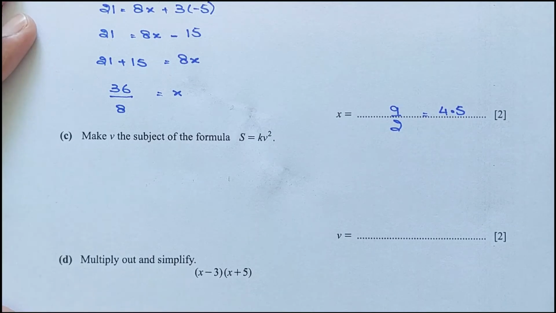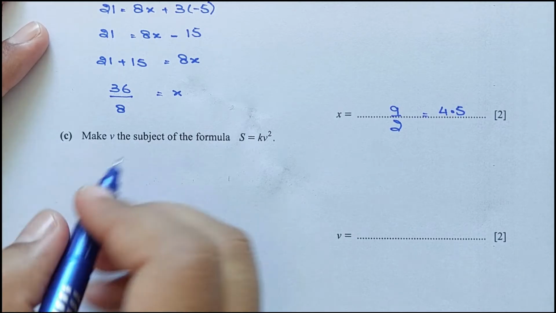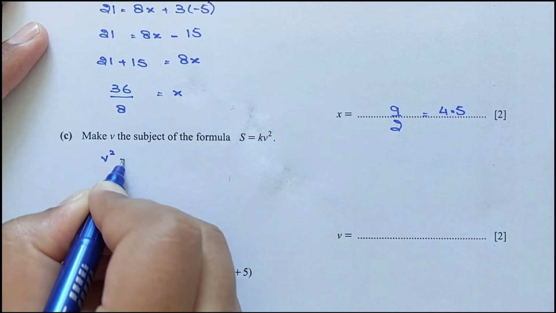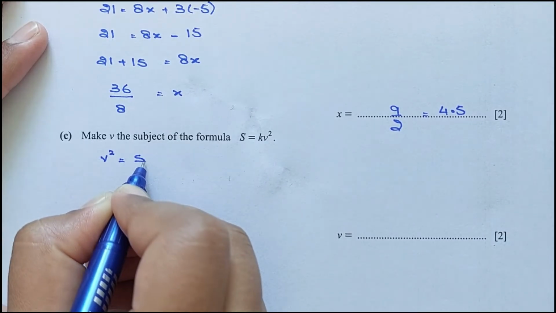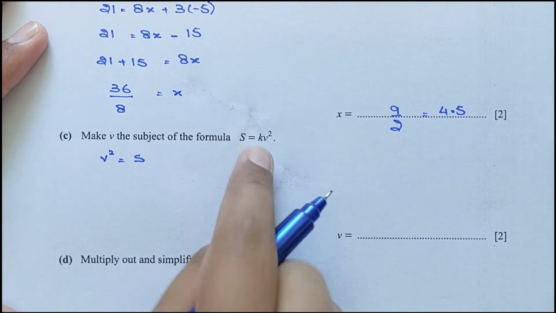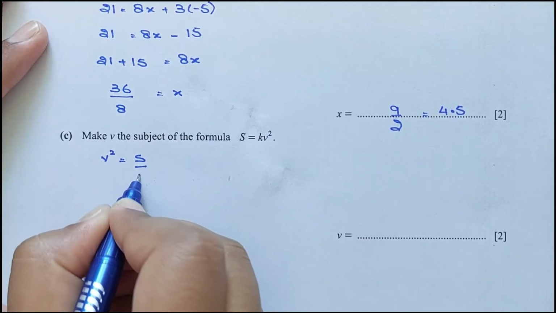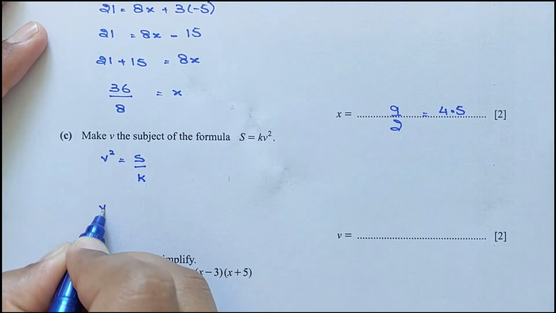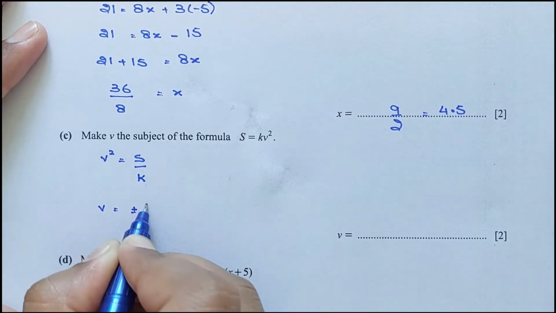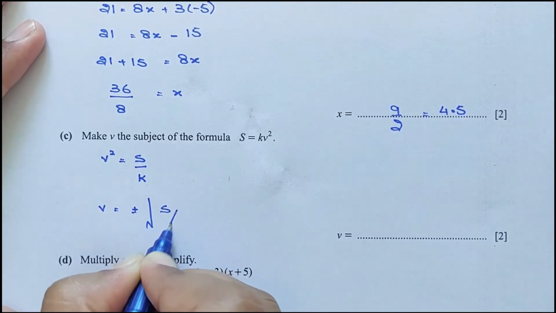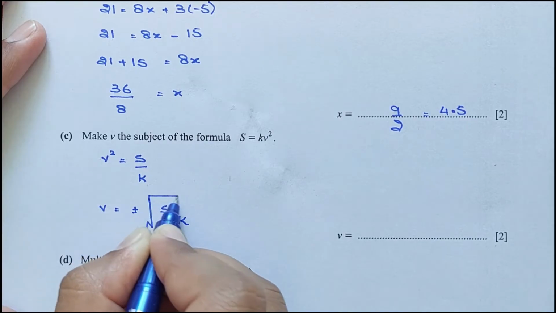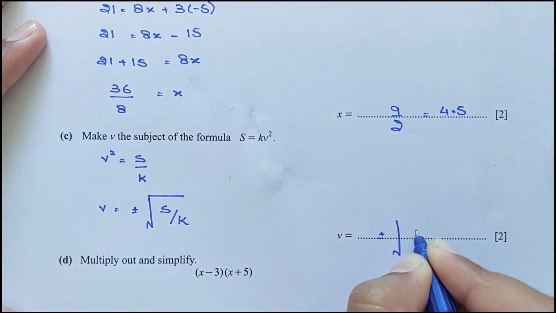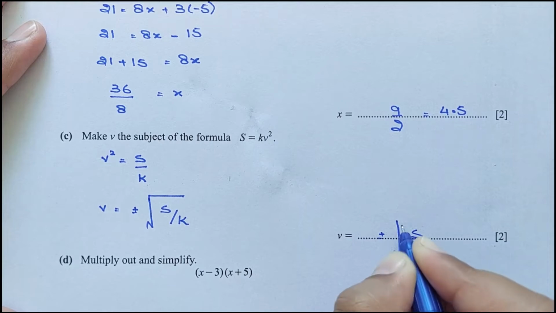Now for part C, make v the subject of the formula. So s equals k v squared. So what is v squared? This equals s over k, dividing by k on both sides. So s over k. So taking the square root on both sides, v equals plus or minus square root of s over k. Plus or minus square root of s by k.